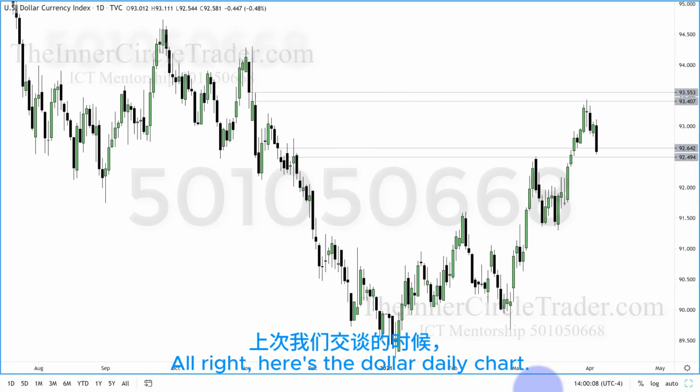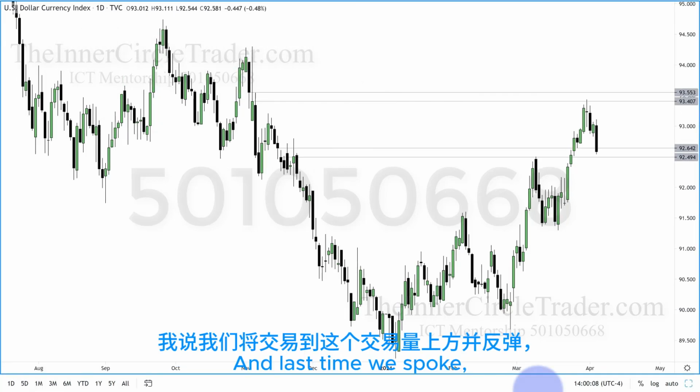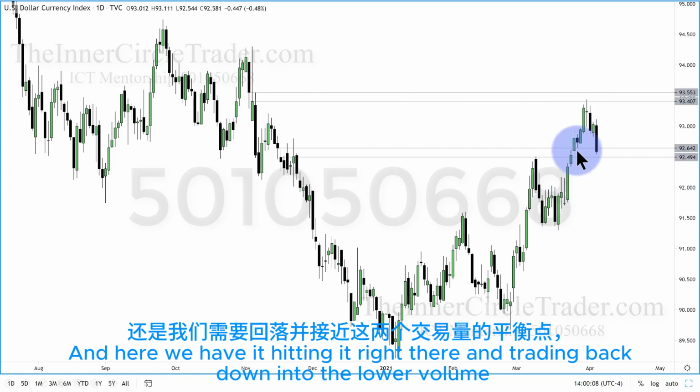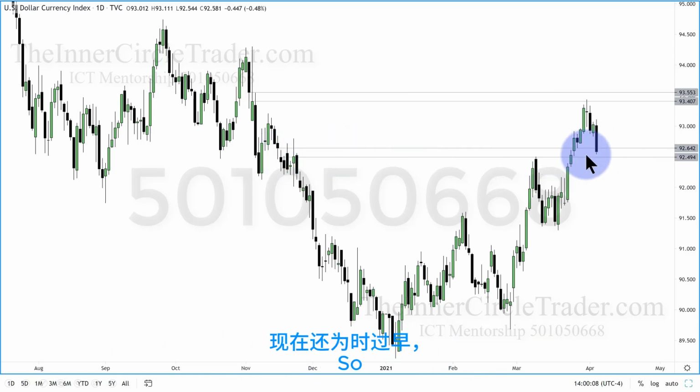All right, here's the dollar daily chart, and last time we spoke, I said we were going to trade up into this volume imbalance turned fair value gap, and here we have it hitting it right there and trading back down into the lower volume imbalance turned fair value gap.